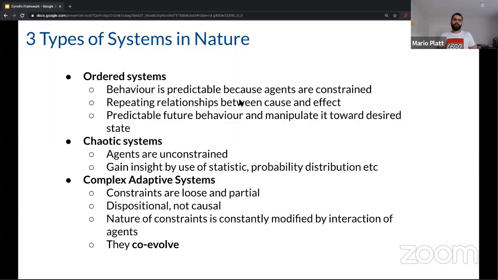So to begin with, complex adaptive systems theory is the basis of the Cynefin framework. In nature, we have three types of systems. We have order systems, which are systems that have a high level of constraints. We'll have a section just on constraints, but for now it's enough to understand that a constraint is either something that contains, which is the typical way we think of constraints, or something that connects. So it can be both. An ordered system is predictable. We know what's going to happen, and there's a clear relationship between cause and effect.